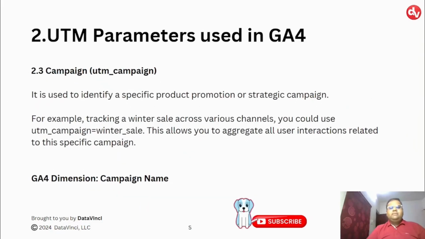Now, the third parameter that is used in GA4 is campaign. It is used to identify a specific product promotion or a strategic campaign. For example, for tracking a winter sale across various channels, you could use utm_campaign equal to winter_sale. This allows you to aggregate all the user interactions related to this specific campaign. The equivalent GA4 dimension would be campaign name.